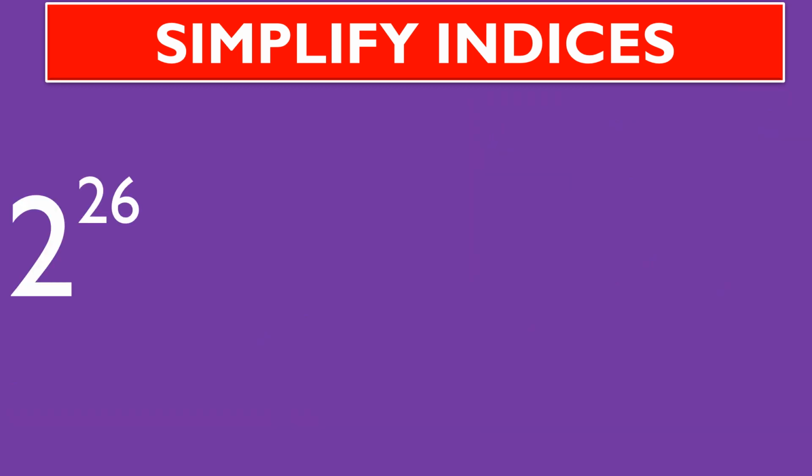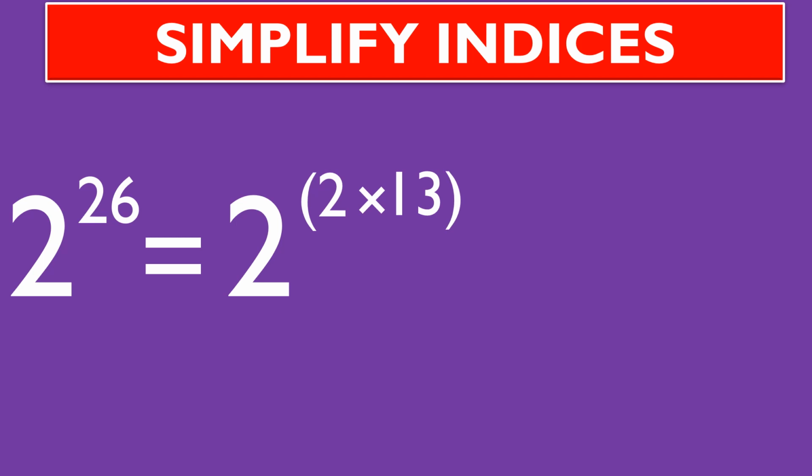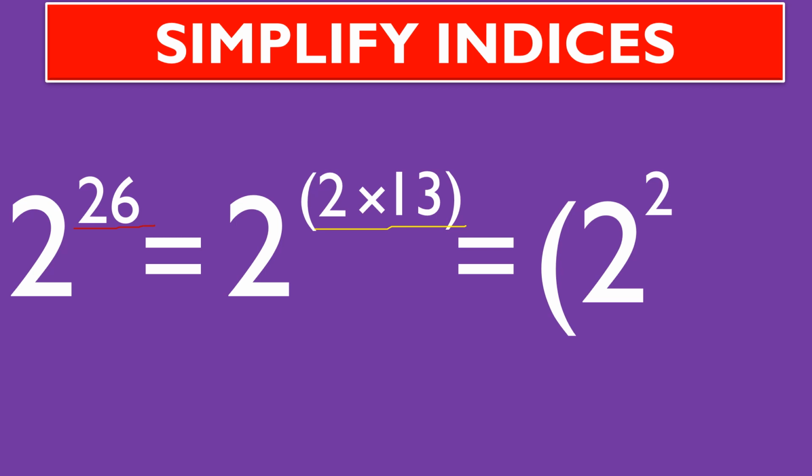So we have simplified the expression 2 raised to the power of 26, and we said it can also be expressed as 2 raised to the power of 2 times 13. Remember that 26 is the same as 2 times 13. And remember from the law of indices, we said this is also the same as 2 raised to the power of 2 and then raised to the power of 13.